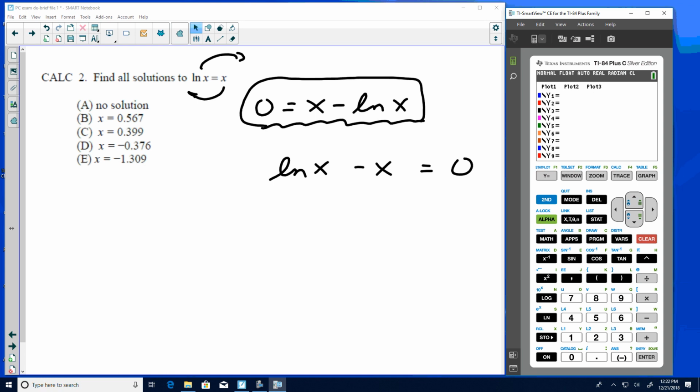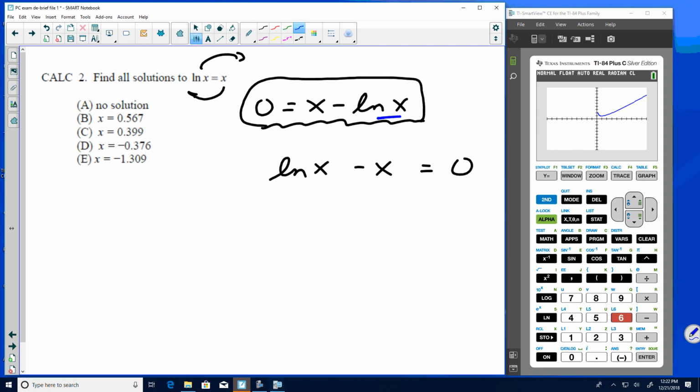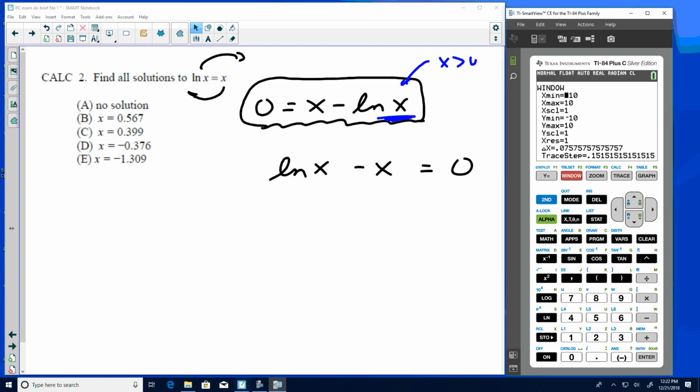So y equals, clear. We'll put the first one in, x less log of x. We're using the natural log here. Zoom 6, standard window. You see a rather interesting graph. It appears as though it's only defined for positive x values, which makes sense, because the log requires x to be bigger than 0. So if we tweak our window just a little bit and make the smallest x 0, and maybe the biggest x will just go up to 5 or so, we can look and see what's happening.